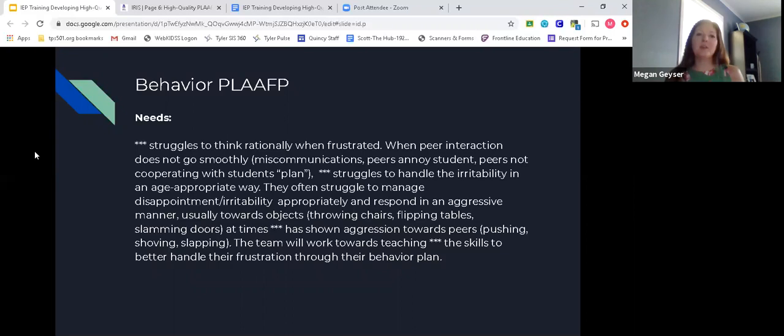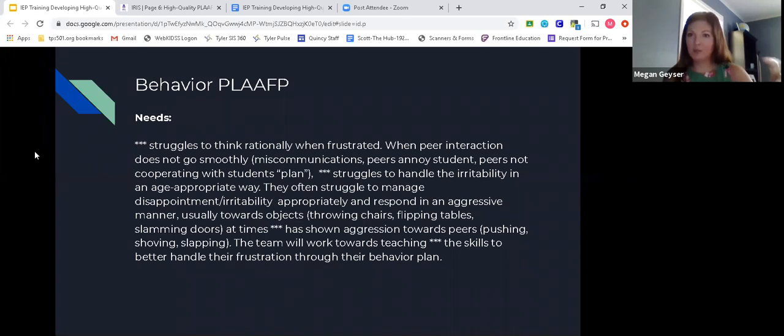So our next piece are the needs. Here we say that the student struggles sometimes when they're frustrated to really think rationally. When peer interaction is not very smooth, that could be a miscommunication, peers that begin to annoy the student, they're not cooperating with their set plan that they have in place, they really struggle to handle that. And sometimes that irritability is not age appropriate. They have a hard time managing disappointment, irritability, and what does that look like then when that happens?